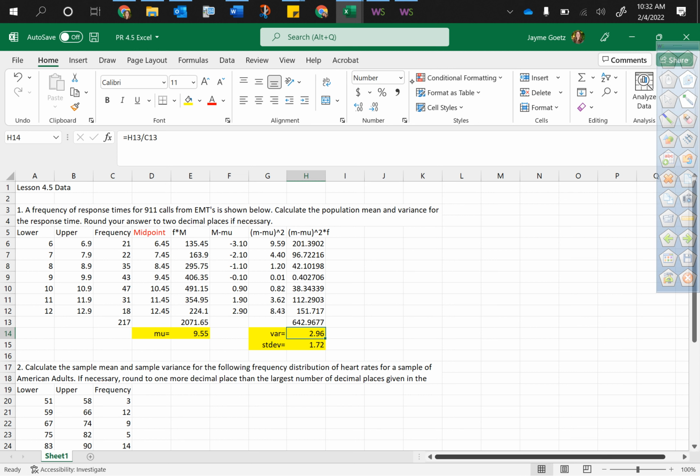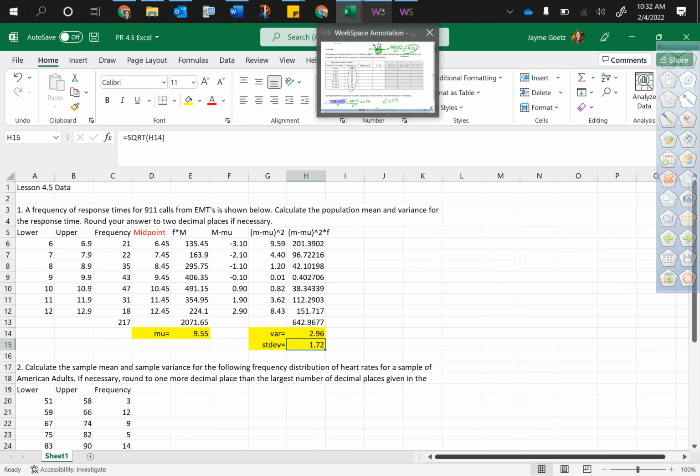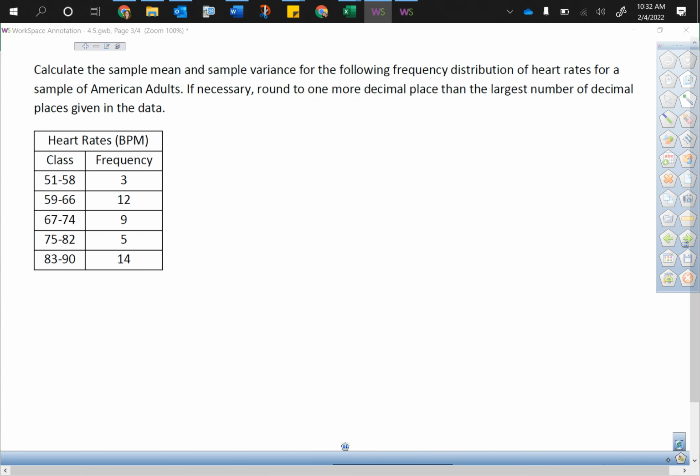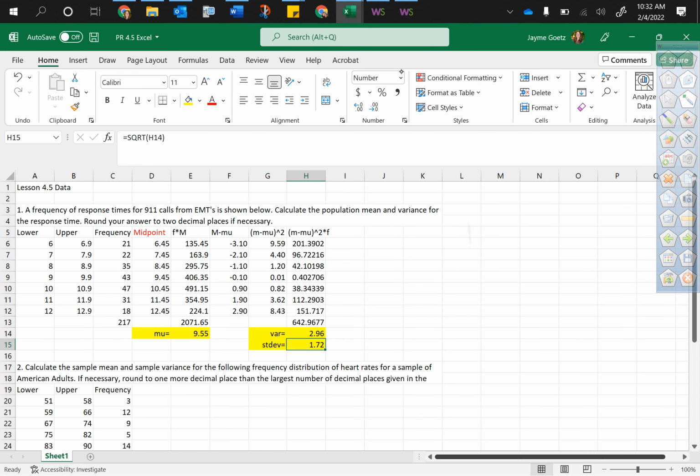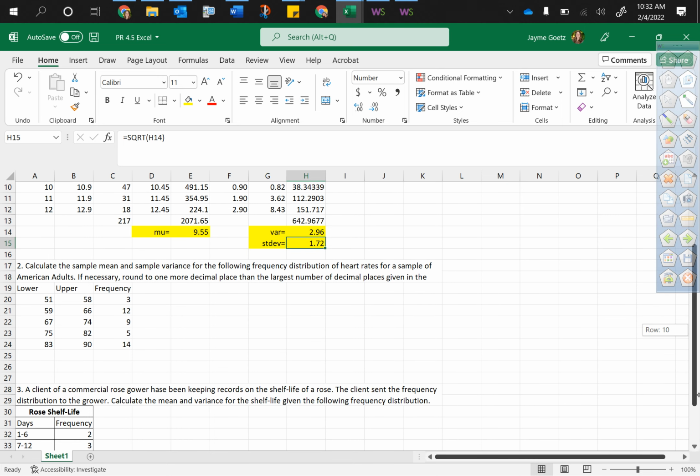All right. So here's what we're going to do next. We're just going to get a little practice with this. We're going to do it 2 more times. So on Excel, I've already given you the data, so you don't have to type it in. So we're going to go down to number 2 on Excel. And again, I gave it to you with the upper and lower and the frequency.